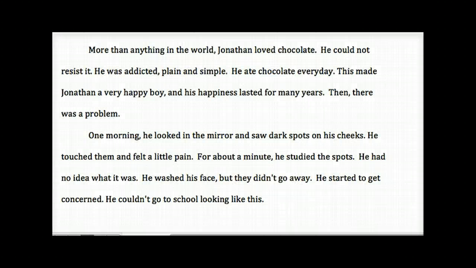Hello boys and girls. Today I'm going to model for you how I revise a draft of a story that I just wrote. For me, the first step in revising is to read what I've written. So I'm just going to read aloud for you the draft that I have.